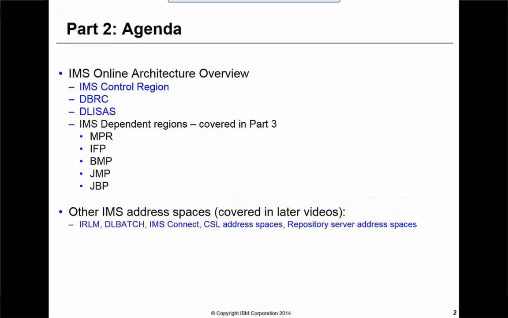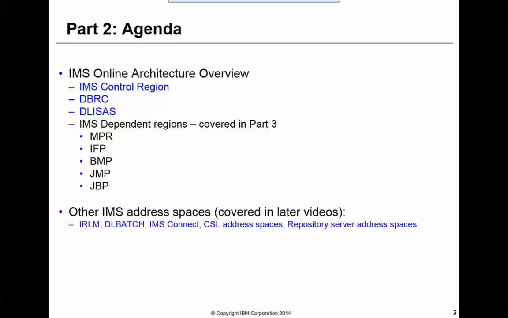So here's my agenda. We'll give you an overview of the IMS online or IMS TM architecture. We'll talk about the different address spaces. Now there are several address spaces when it comes to IMS. We have what's called the IMS Control Region, there's something called DBRC, and then the DLISAS address space. Those are the three main ones that we will be covering in this particular video. These are what I call system address spaces. They perform system work, meaning there are no application programs that execute in these address spaces.